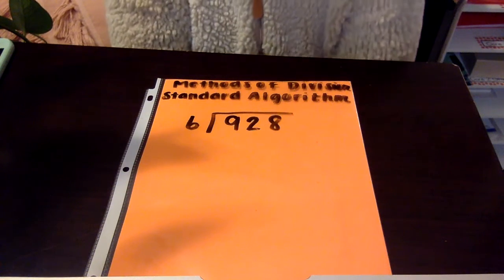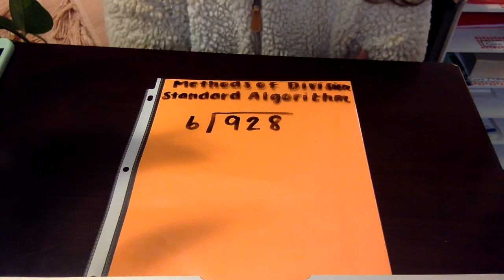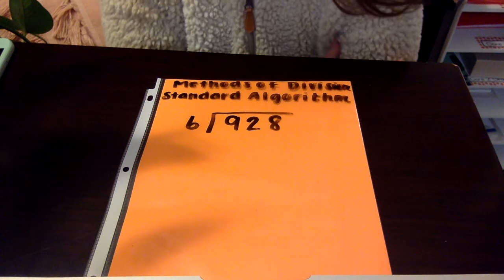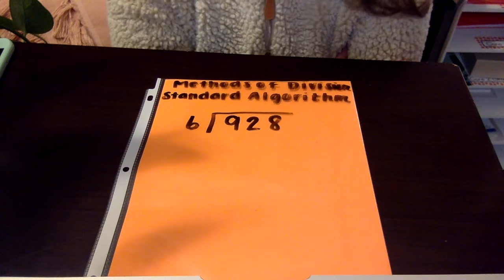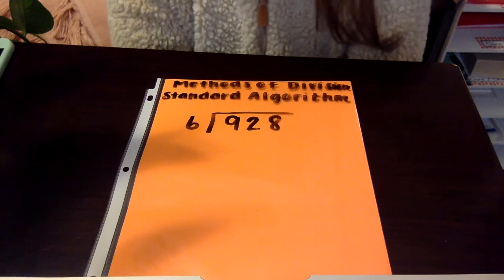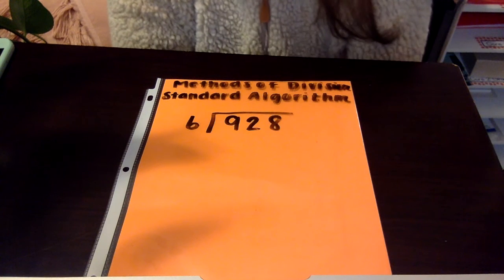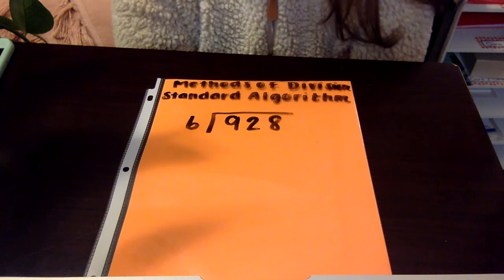Okay, it's finally division time. We're going to review a different method of division. We're going to start with standard algorithm, which is probably the most commonly used method of division. It's the way that your parents learned how to do it. If they're working with you, this is the way they're going to show you. So I want to make sure that you have just a backup, a little extra review on it.